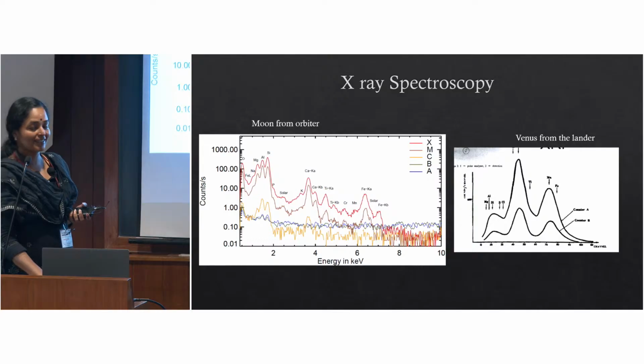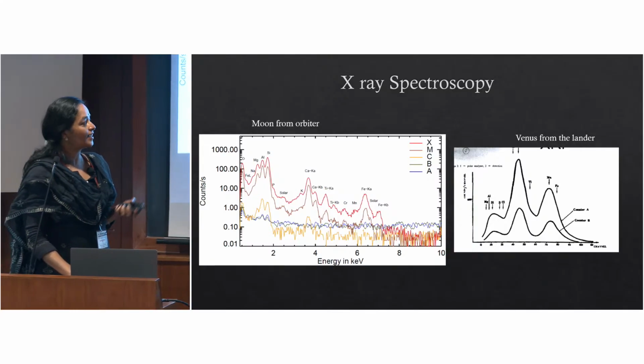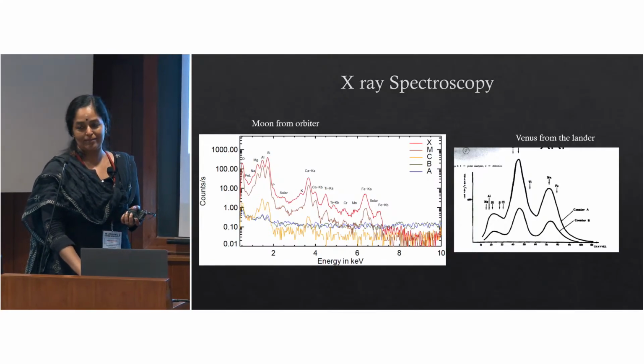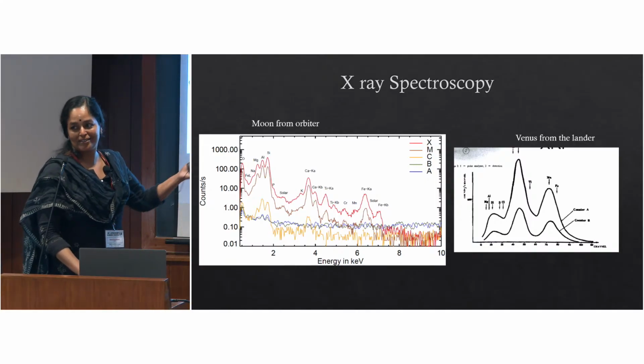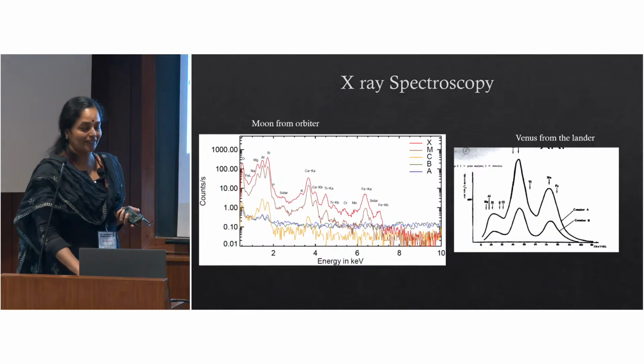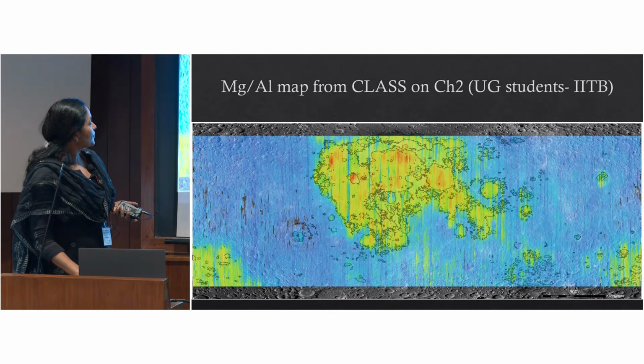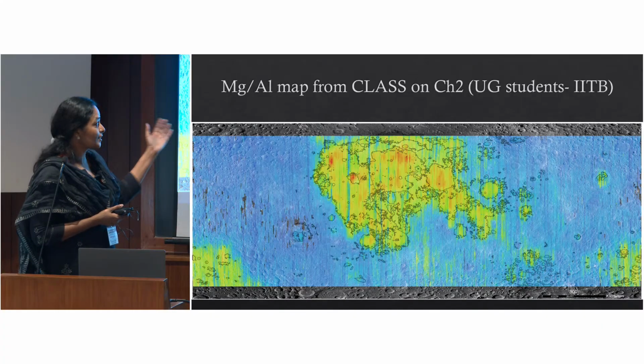So thermal designs are very important, and even Venus balloons were there at that time. The spectral quality is different, but it's remarkable that even at that time they could do this. This is the result finally.